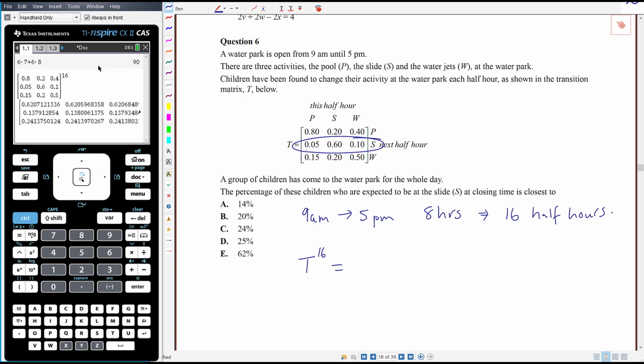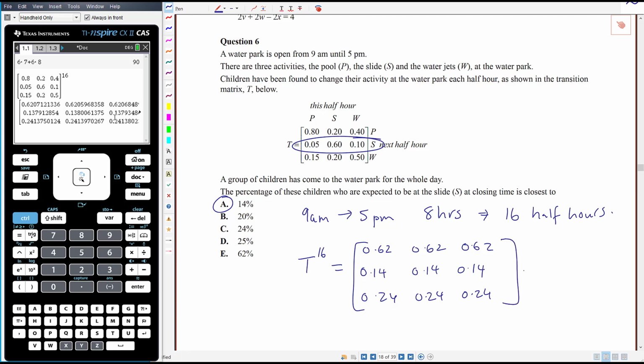The slide is the middle row, those who end up at the slide. And so we see that it's actually slightly different, but in terms of what it's closest to, it's 13.8-ish, so about 14%. So option A is going to be the correct answer there. So T to the power of 16 essentially gives us about 0.62, 0.62, 0.62. It gives us 0.14, 0.14, 0.14, and it gives us 0.24, 0.24, 0.24. So about 14% end up at the slide, about 62% end up at the pool, and about 24% end up at the water jets. So A for the slide.